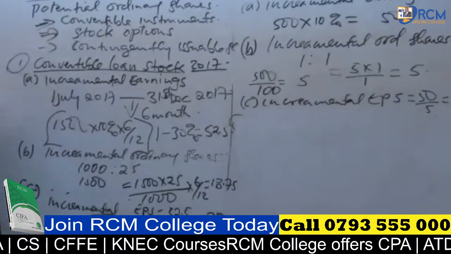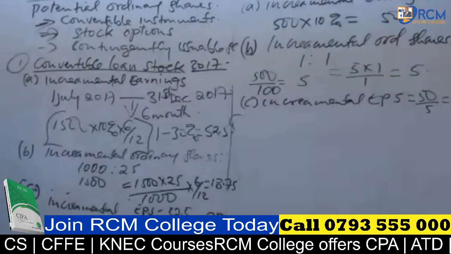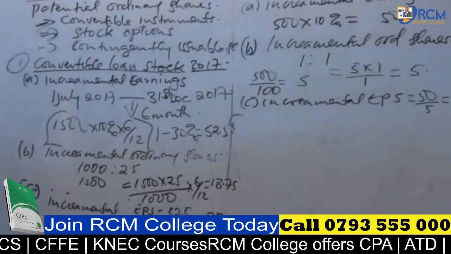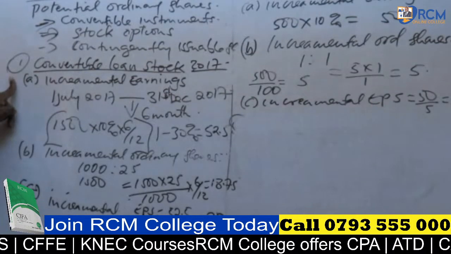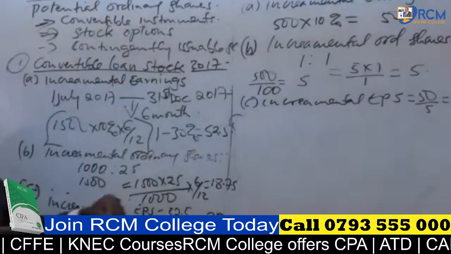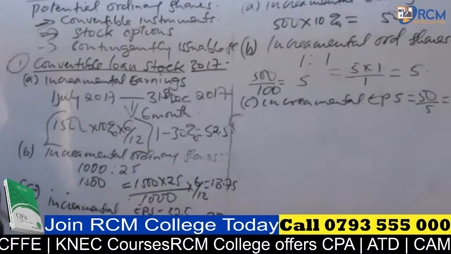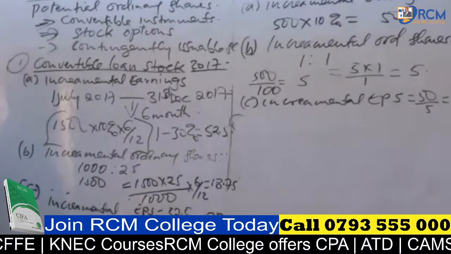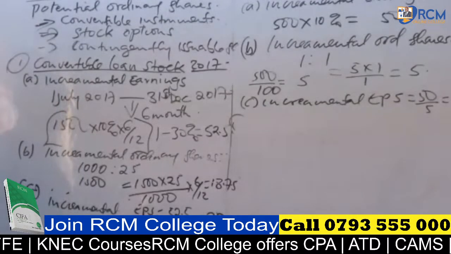Therefore, here we rank them. Step number 2, we said you rank the potential ordinary shares. Which one has the highest incremental EPS? Which of the two, convertible loan stock and preference shares, which one has the highest incremental EPS?